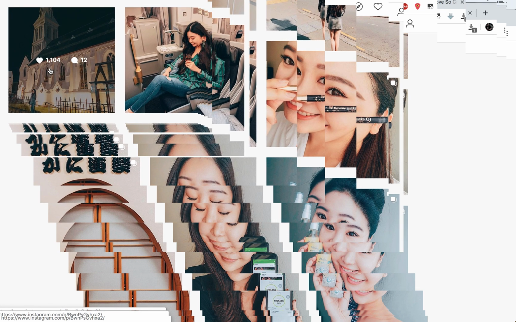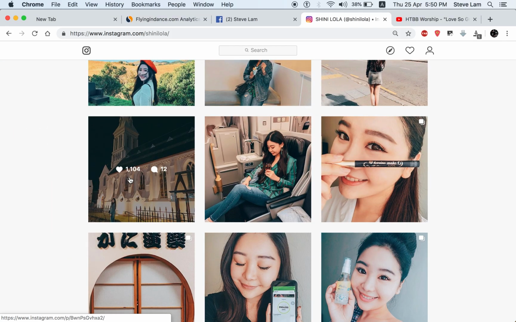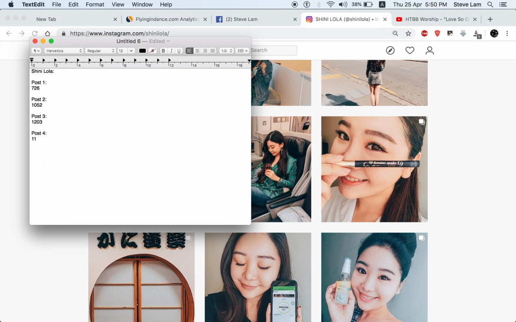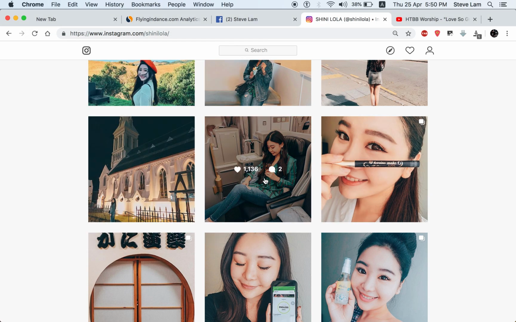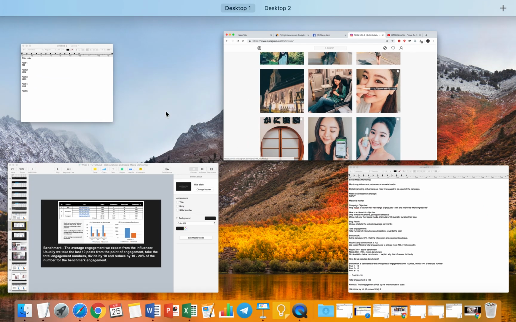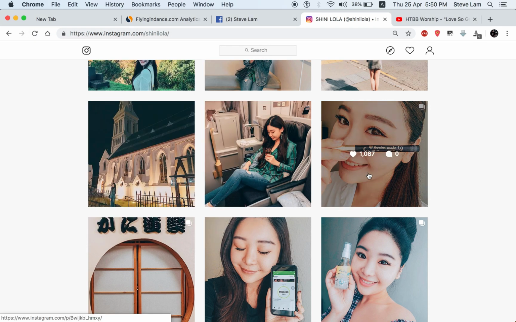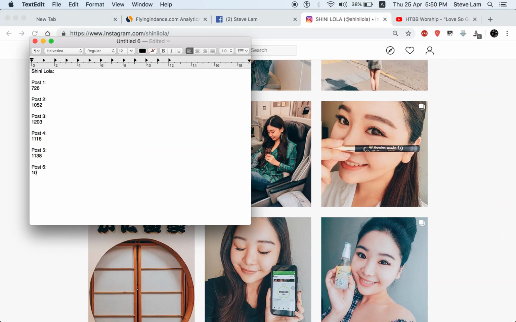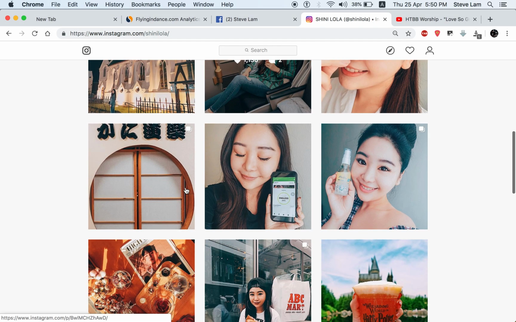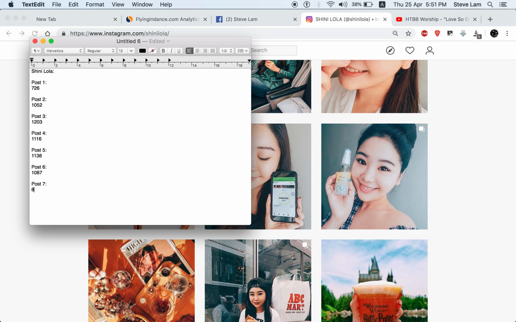This will be a total of 1116, post 5. The painful part is you have to go for every post. 1138, post 6. Okay, 1087, post 7. 842.